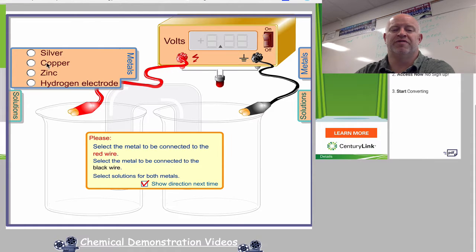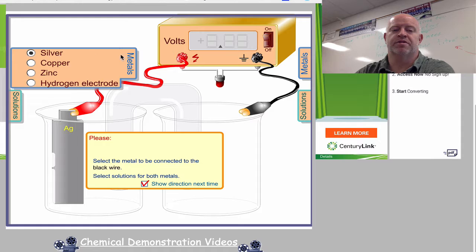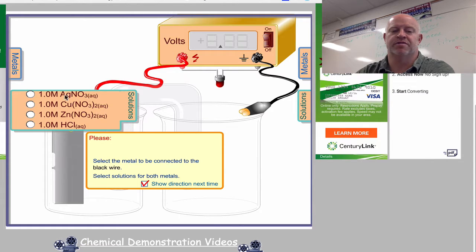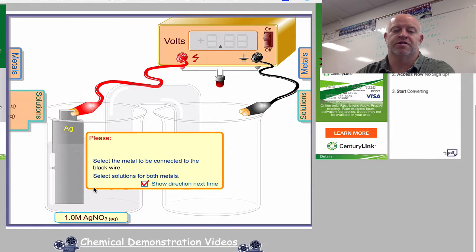I want to choose some different metals. We've seen copper and zinc, so let's use silver. I want to put silver metal in this side, which means the solution I want to use is going to be silver with something. These are all nitrates, again a good spectator. So we have silver nitrate solution in this side.